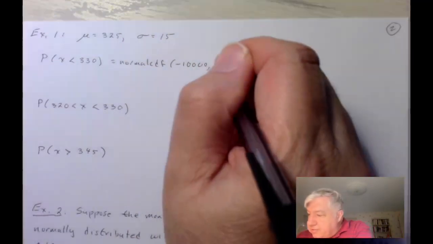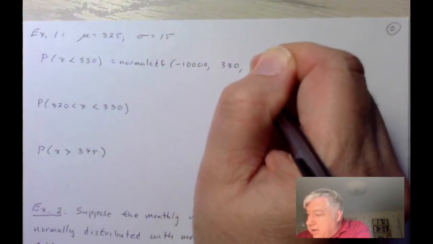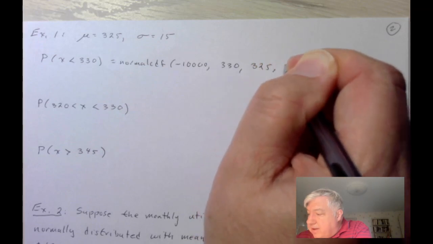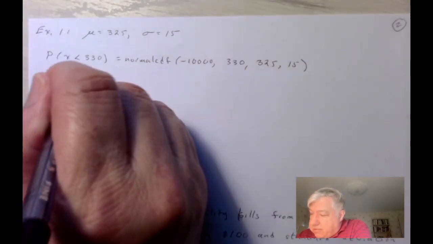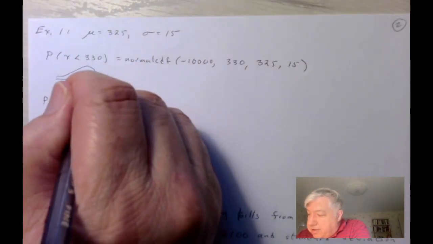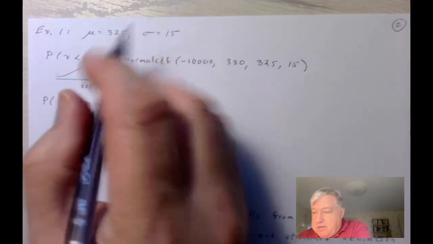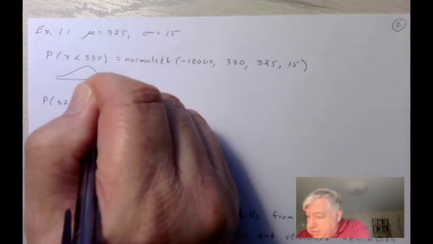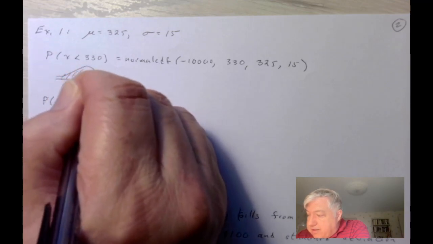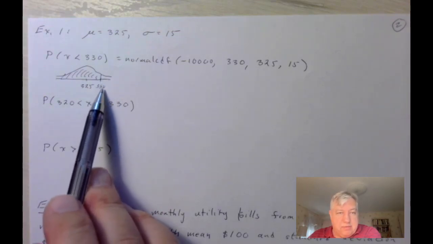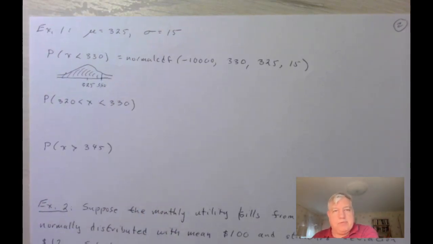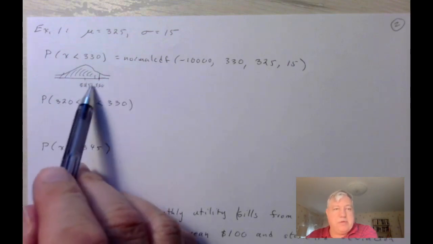Right endpoint is 330, and the mean is 325, and the standard deviation is 15. All right, and again, what we're trying to find is here's 325. That's the mean. 330 would be over here, and we're asking to find what this area is. Okay, and I'm not drawing this to scale, obviously, but that's what the area is, and you don't necessarily have to draw this area whenever you do this.